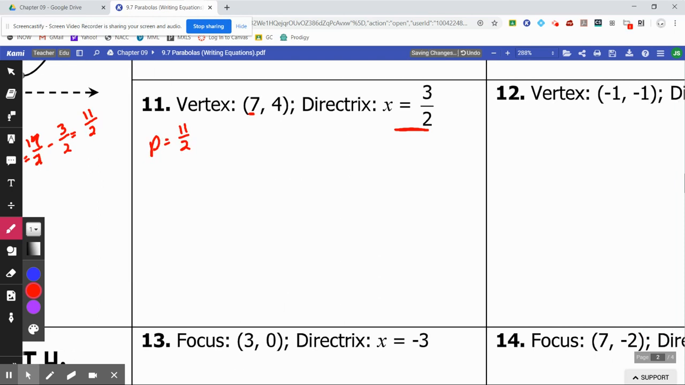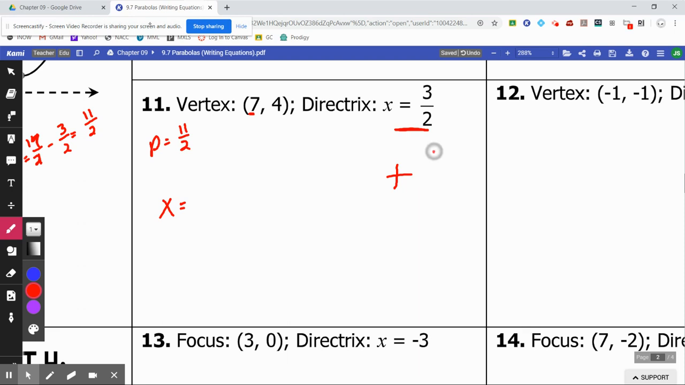Let's determine which way we're going to open. That's an x equals, so that's going to be a vertical directrix, so therefore we're opening right or left, so this would be an x equals parabola. Again, since we're opening one of these two, the question is, which way do we open? Do we open right or left? The way that you do that is to think about whether my directrix is to the right or left of that vertex. Is my focus, therefore, going to be right or left of that vertex?